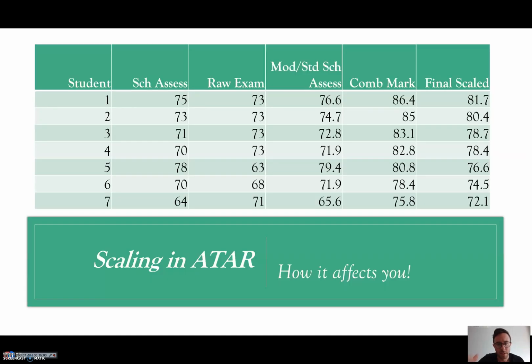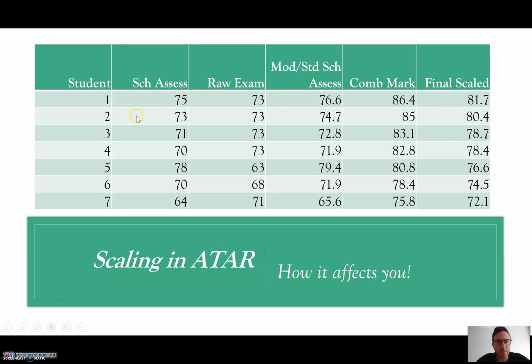So if we look here, student 1, and this is real data. Student 1, we gave a school assessment mark of 75. For the raw exam mark, they got 73. When it's combined together and gone through certain processes, it comes out at 76 for a combined mark of 86.4. Now, I don't really understand these two processes here, and you'd be very hard to find someone in the school that does. But what we do know is the final scaled score for English for that student was 81.7. So consistent. This is what we want.